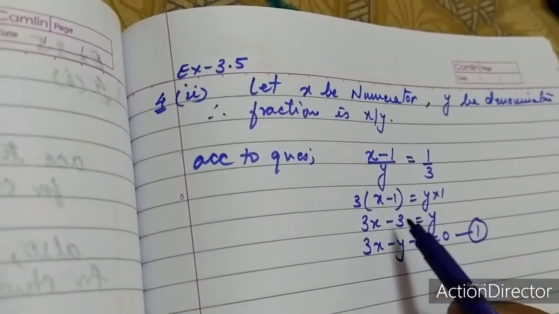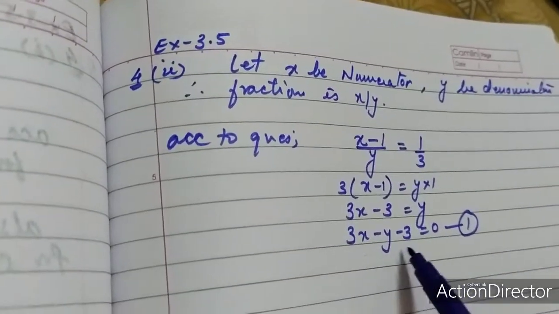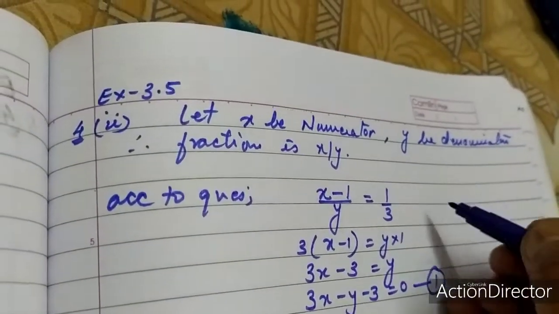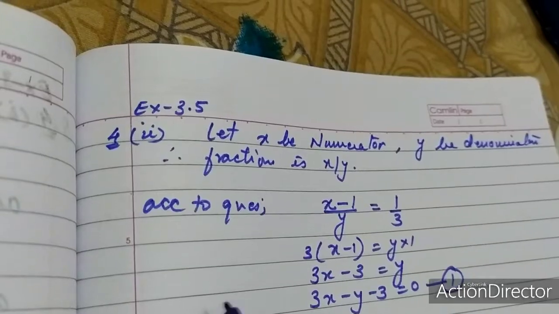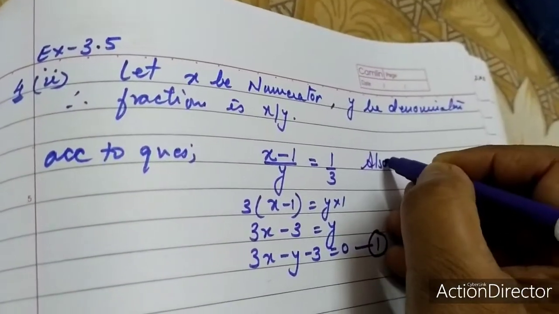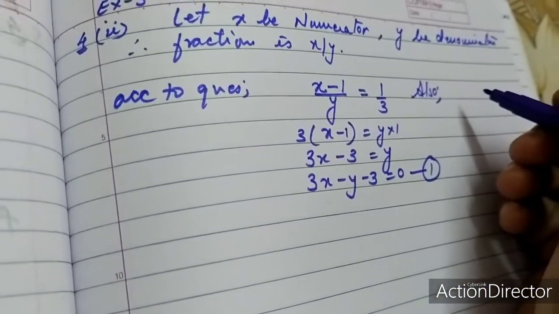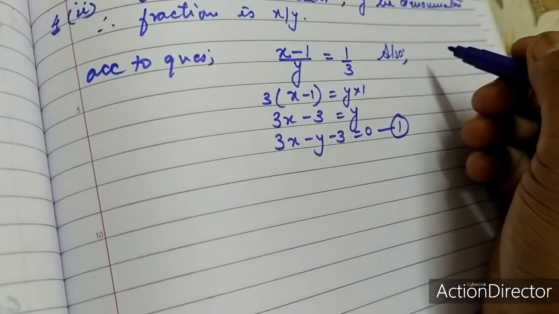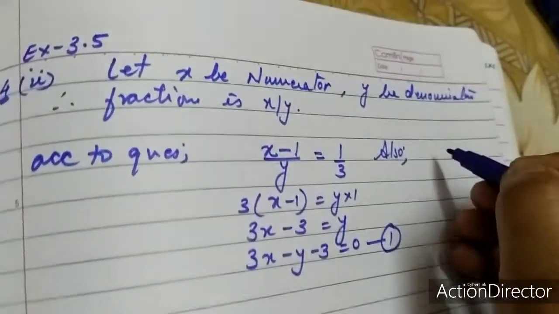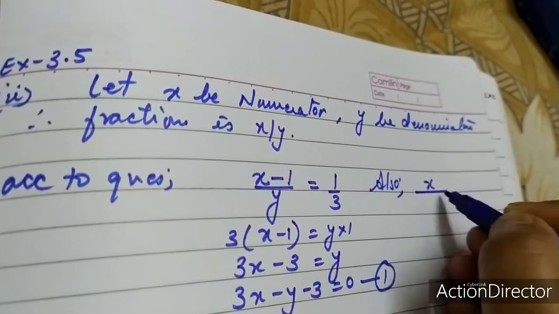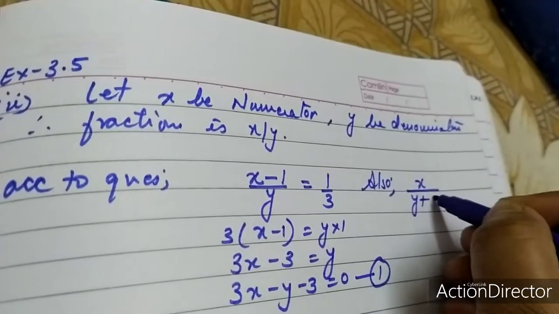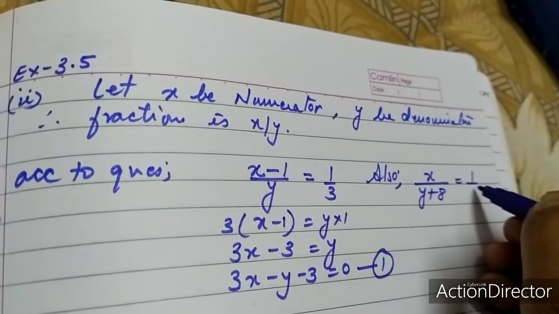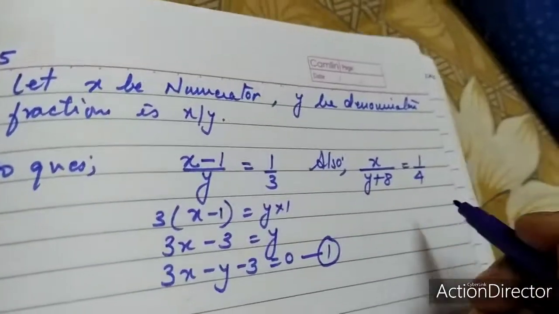Shift y from right side to left side. ये general equation में लिखना जरूरी होता है. Similarly, for the second case, I will write here also the second fraction. The fraction becomes 1 by 4 when 8 is added to the denominator. मतलब numerator में कोई change नहीं है. Denominator y था, उसमें 8 add करो, that is equals to 1 by 4. ये उन्होंने condition दी थी.